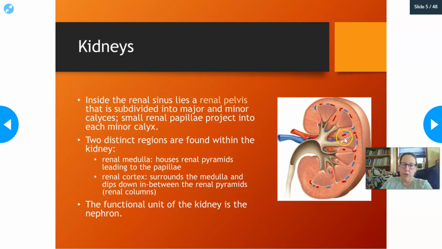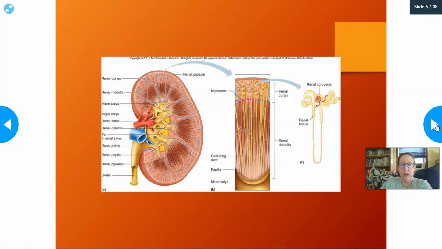And then the renal cortex surrounds the medulla, it's the outermost portion, and it also dips in between these renal pyramids. It's this lighter colored material here. This is where all the nephrons actually are. All of that's the cortex. If you go around all the outside here, that's the cortex. And the functional unit of a kidney is a nephron. We're going to look into what nephrons are in just a second.